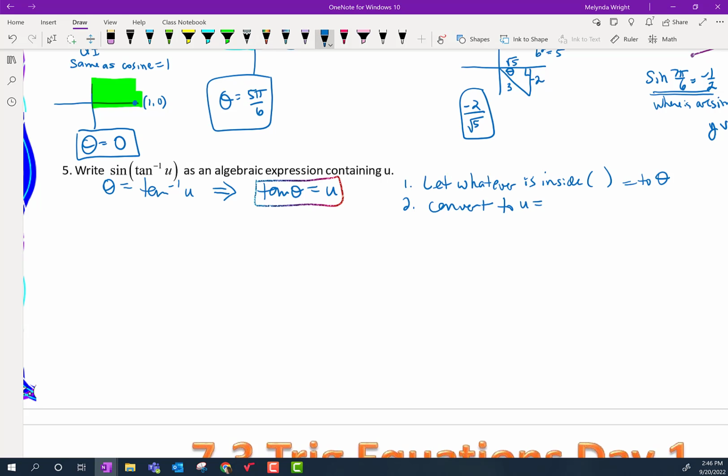All right. Step 3: we want to replace whatever is inside the parentheses with theta. Why? I just said that theta is the same as arctangent. So I'm going to substitute. I'm going to take out the arctangent and put theta in its place. This is the problem that I'm going to work.